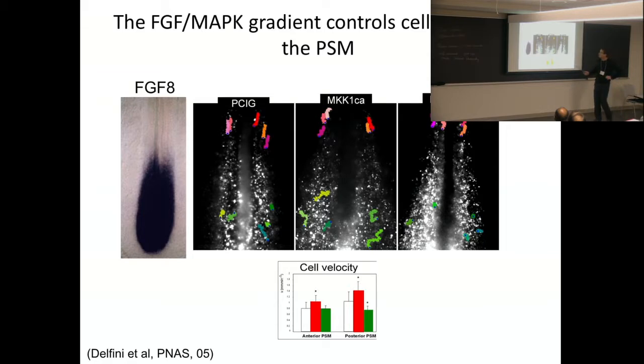Independently, we had also shown that a very important signaling gradient, which is established in the posterior part of the embryo and which involves a series of growth factors of the FGF family, and particularly FGF8, controls the motility of the cells, as shown with molecular manipulations. If you overexpress a constitutively active MAP kinase, which stimulates FGF signaling, then you increase the motility of the cells, and you can see that here on these red tracks. And if you inhibit this kinase in the cells of the posterior presomitic mesoderm, you decrease their motility, suggesting that the gradient of FGF signaling actually controls the movement of the cells and this random motility gradient that I described.